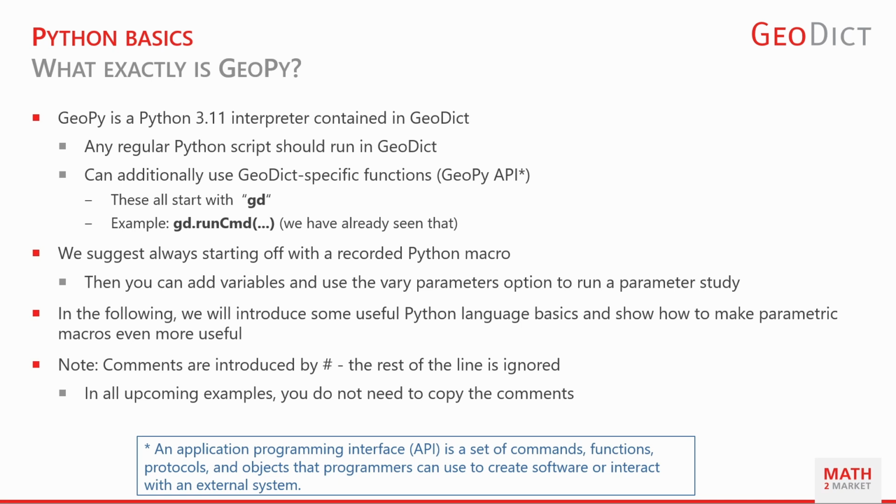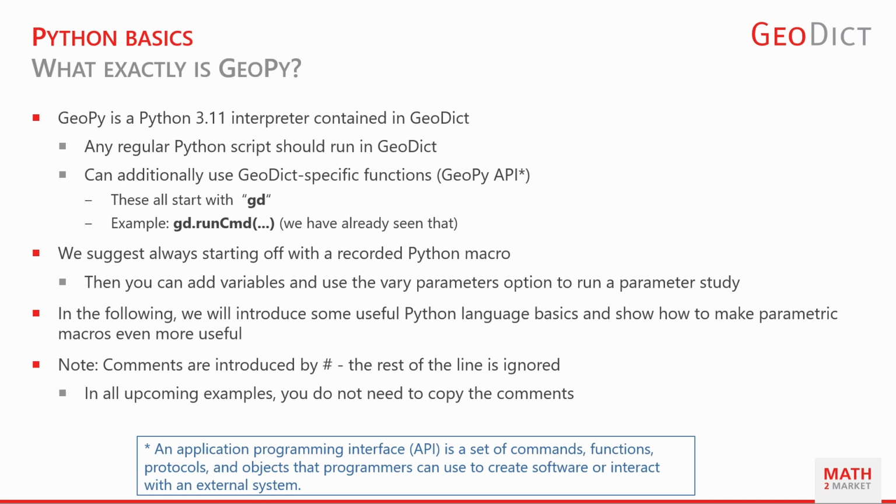In fact, we have already seen a GeoDict-specific function. The GD-run command that is used to run the commands which are saved from the user interface. We used it to generate a fiber structure. To start with Python, we suggest to record a Python macro in GeoDict, as we have done together here in this workshop, and then we can use variables and value macro for parameter studies.